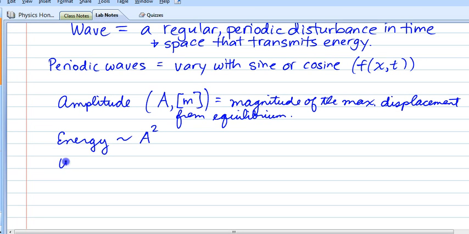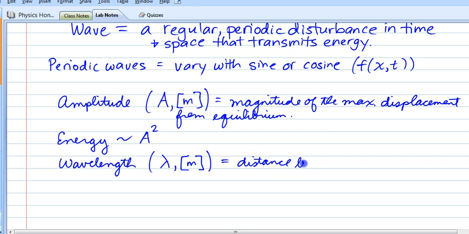Okay, next is the wavelength. And you probably already know this from chemistry. Wavelength we're going to measure with the Greek letter lambda, and it's measured in meters. Okay, and this is the distance between two successive parts of a wave.